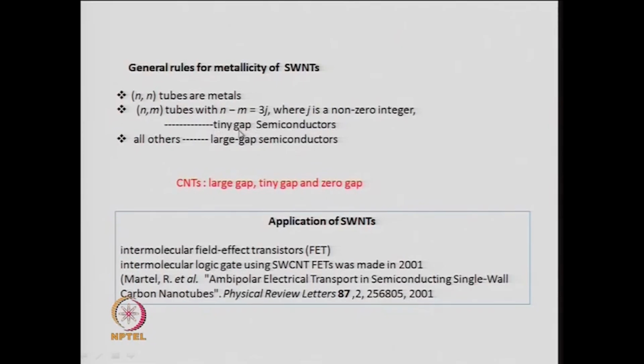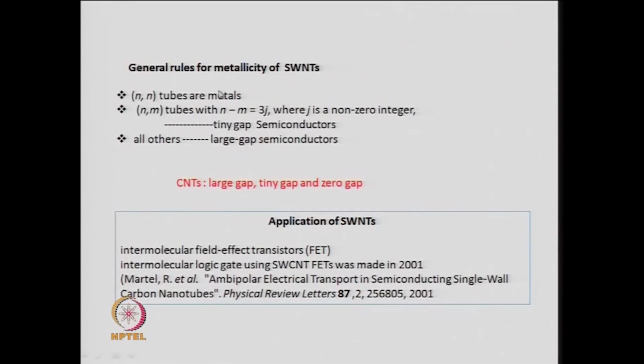So, although it is a semiconductor, it will have a very small gap if these values n and m are related such that n minus m is equal to 3j, where j is an integer. So, if n minus m is 3 or n minus m is 6, then the carbon nanotube will be a semiconductor, but with a very small gap, and for any other values of n and m, they will have much larger band gap.